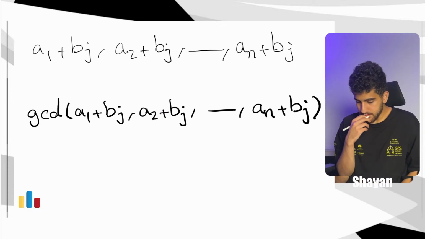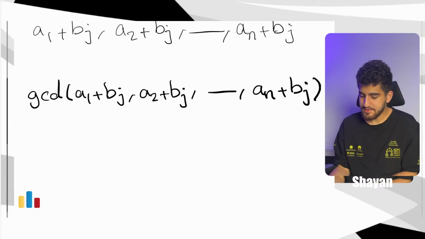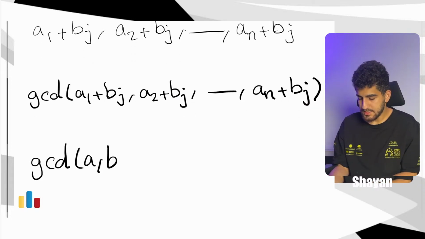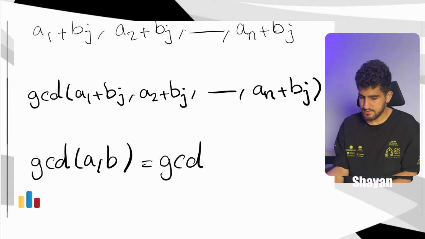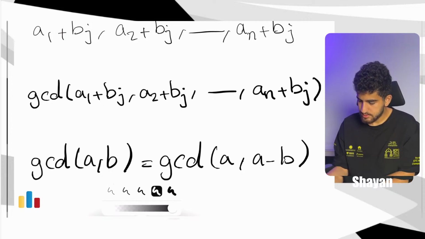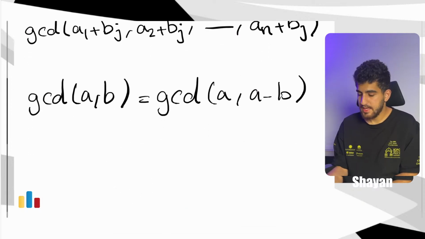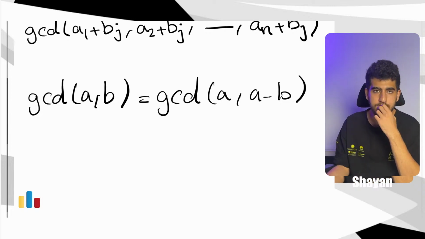So we can use one important thing again. If you remember, we said a very important fact. We said that GCD of A and B is equal to GCD of A and A minus B. Maybe let me change to this marker. It would be equal to GCD of A and A minus B. And this is not only true for one number.